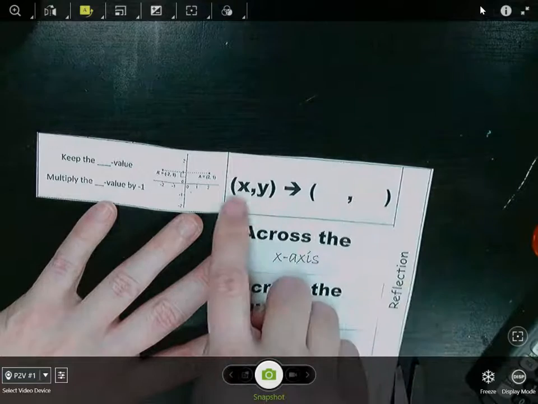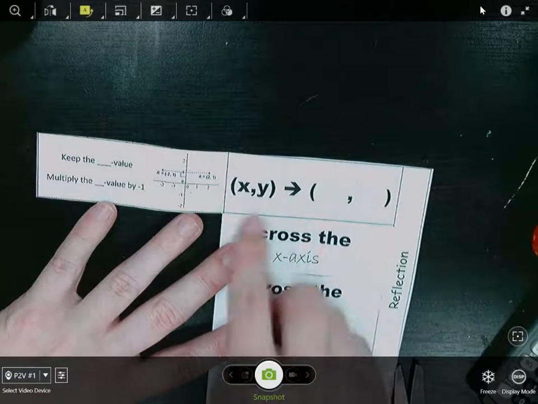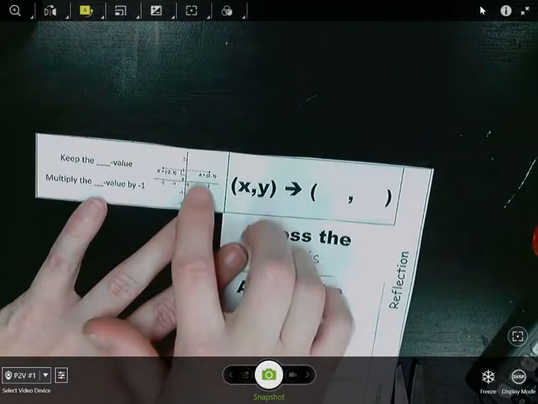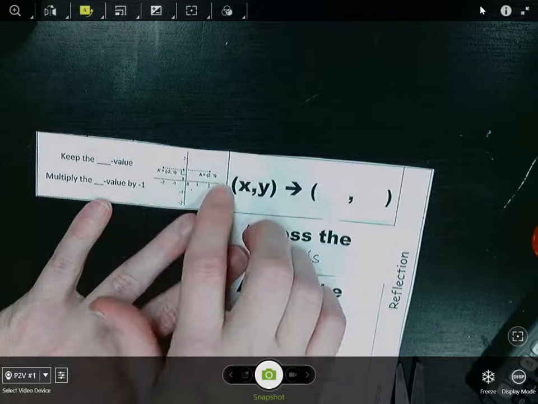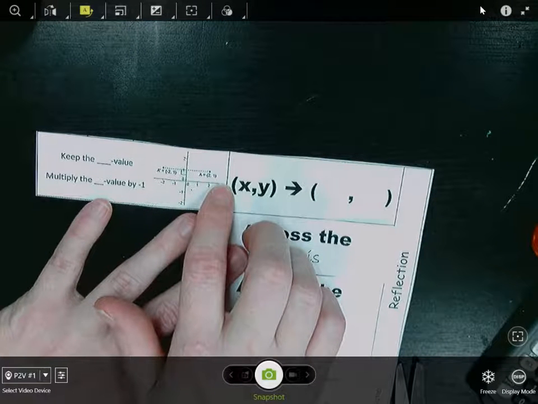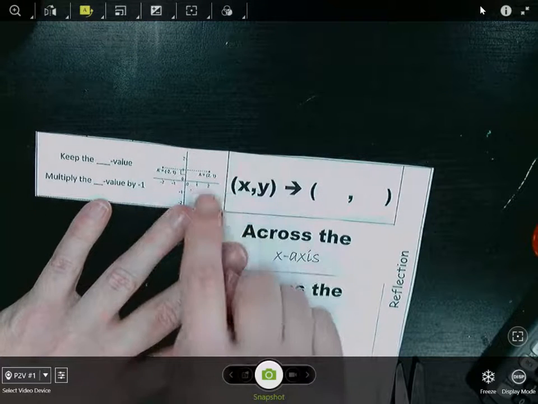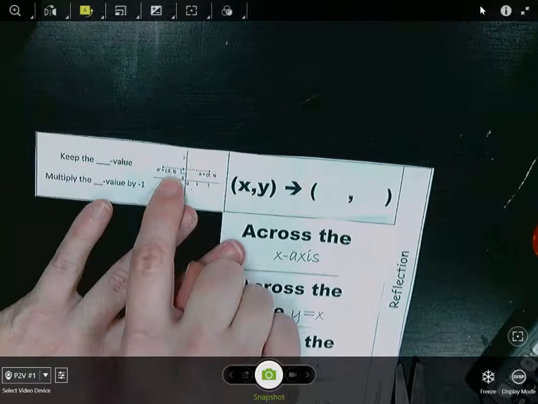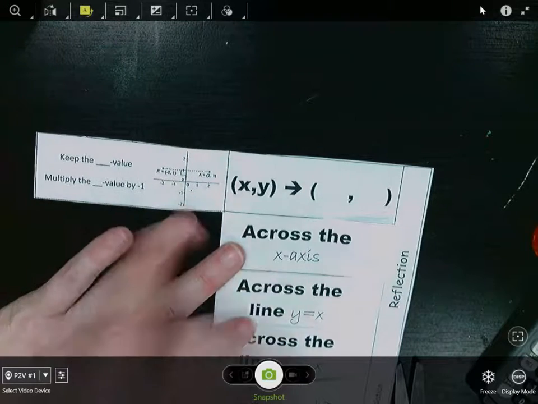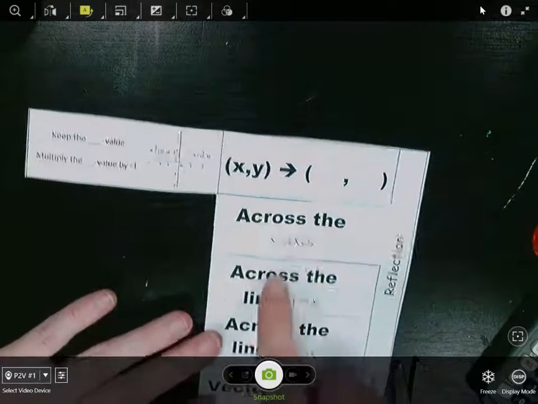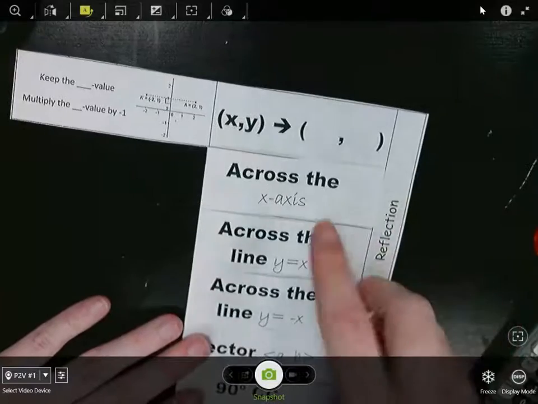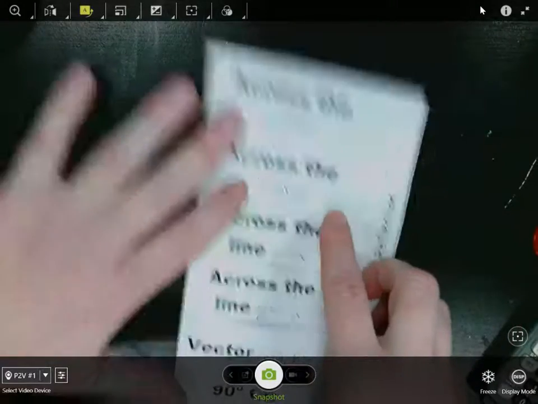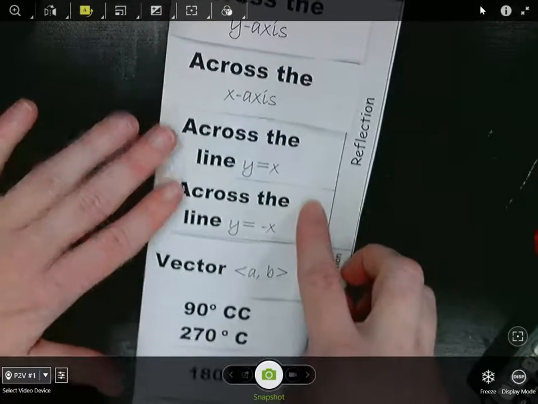Notice they're using x and y and not a and b. And then they even give you an example of a reflection across the y-axis. They have point A, which is (2, 1), and if you reflect it across the y-axis, A prime becomes (-2, 1). So you're going to go through here and fill out all of these for reflection. It's x, y-axis, x-axis, y equals x, y equals -x.